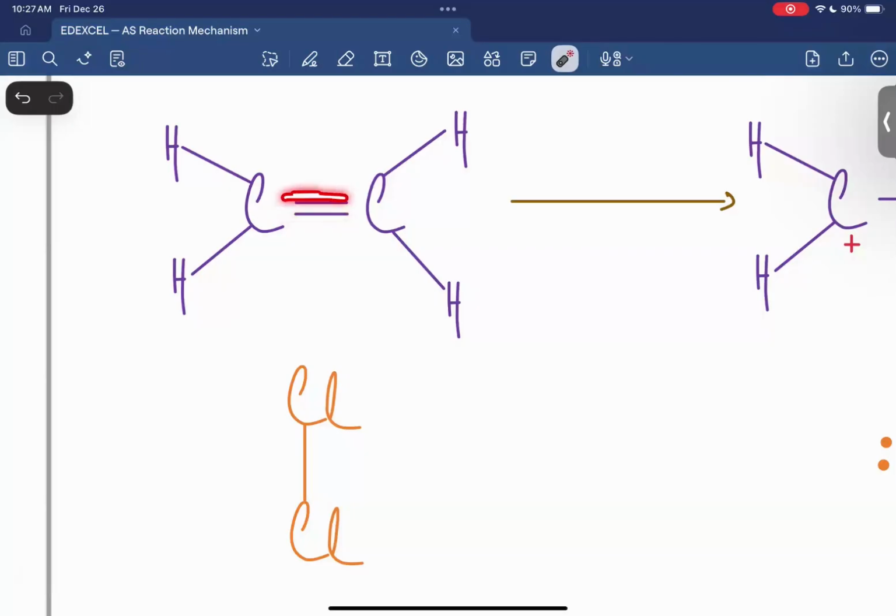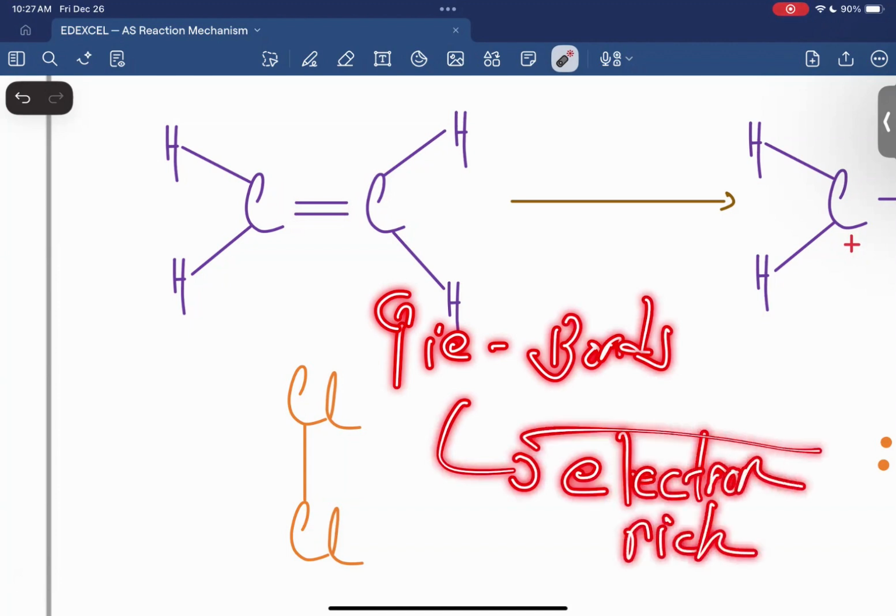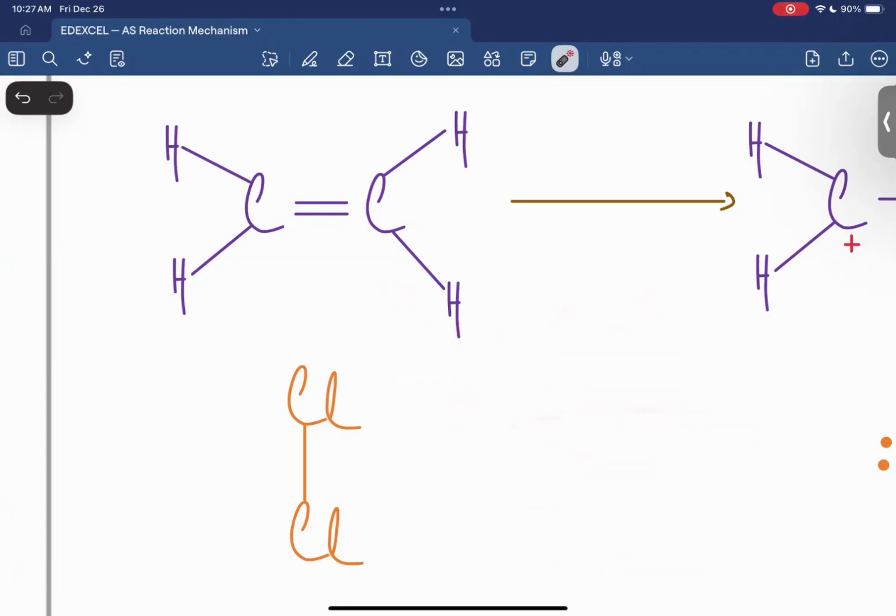Now what basically happens over here is that the pi bond, the first one in a double bond is sigma and the second one is pi, right? The pi bonds are electron rich, okay? So there are electrons over here, and there are electrons over here as well.